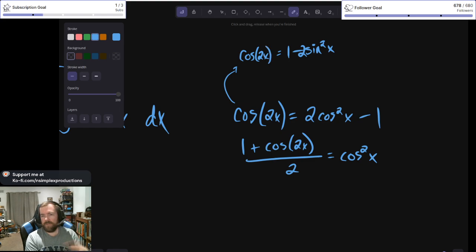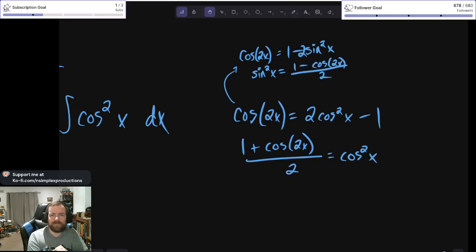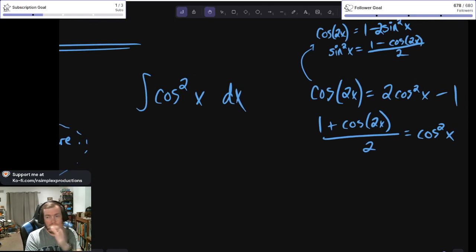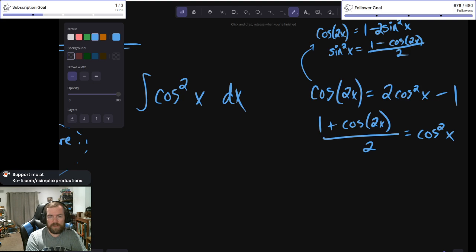So if we shift stuff around a bit, sine squared of x is going to be equal to 1 minus cosine of 2x all over 2. In this case, we only need the bottom one. This is going to be the integral of 1/2, if we split the terms, plus 1/2 cosine of 2x dx.